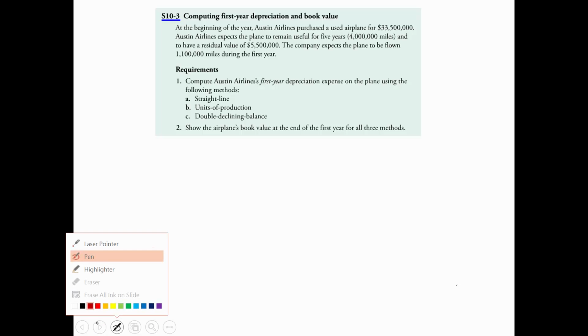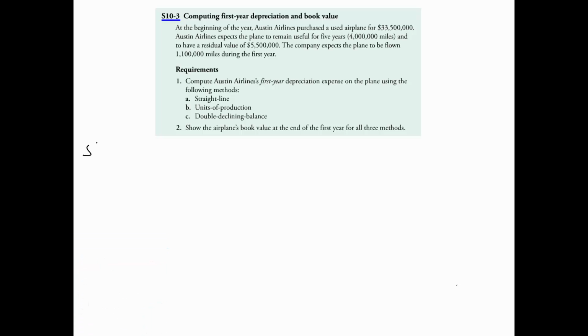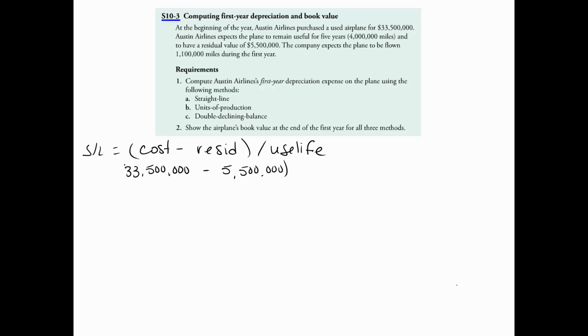I think I still have red. Okay. Straight line will be the cost minus the residual value divided by the useful life. So in this case, the cost is 33.5 million minus the residual value of 5.5 million, divided by 5 years, the estimated useful life.